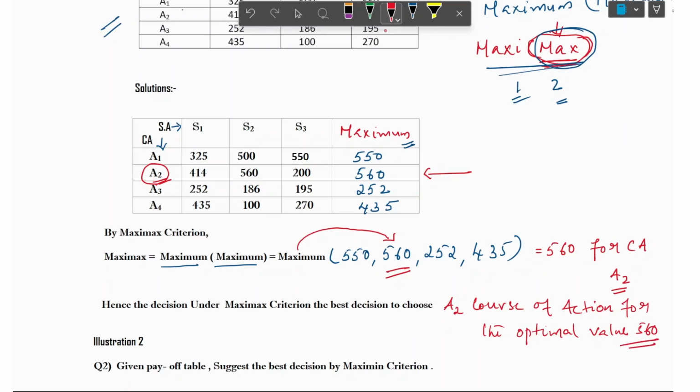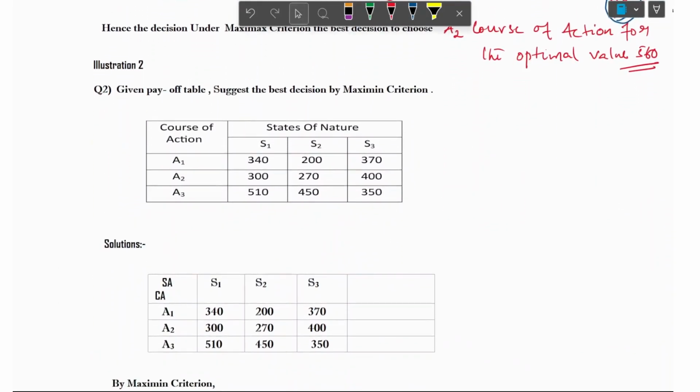Here it is really very easy. There is no calculation or anything. Just find the maximum value of A1, A2, A3 and A4. From among those maximum values, choose the maximum. That is your value, here 560. Which course of action? That course of action is A2. That means you are going to select action A2. That is the way we are concluding. You have answered by which method? Maximax criteria method.